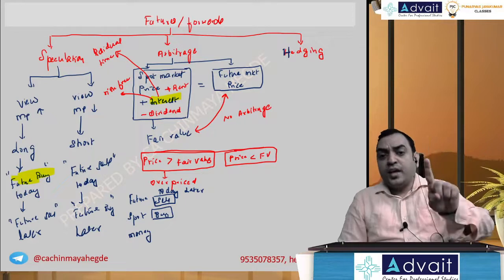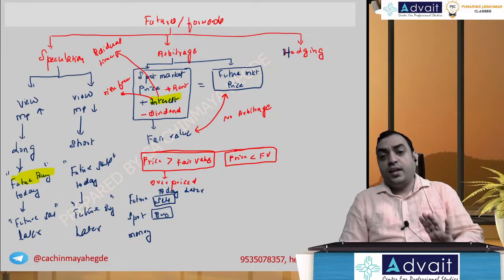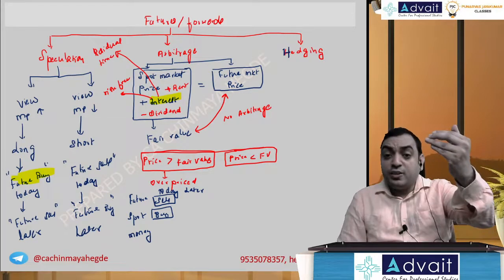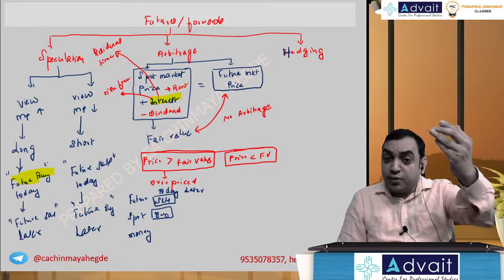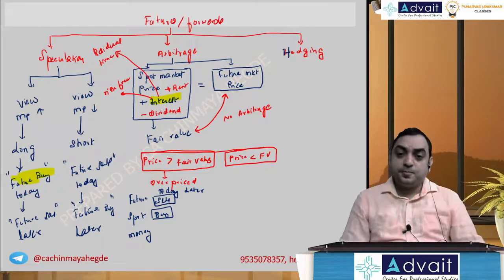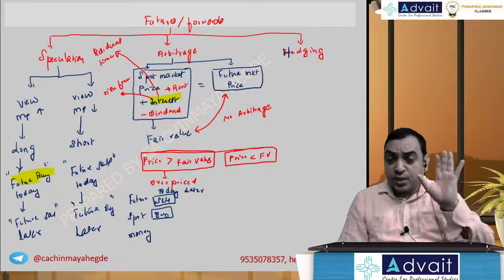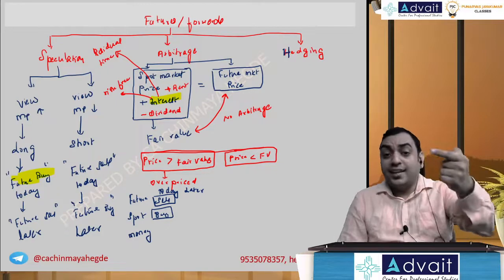If it is overpriced, you are going to sell. Underpriced, you are going to buy. And in the future market, if you sell, in the spot market, you buy. In the future market, if you buy, in the spot market, you sell. Opposite in nature. Because the price is overpriced, the price means future price. So future market is overpriced.